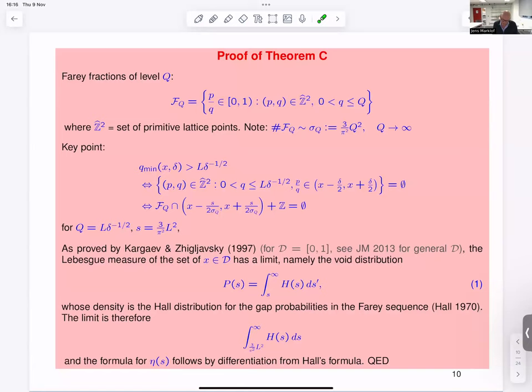And now remember that X is random. When X is random, the probability that this happens is called the void statistics. And as delta goes to zero, Q goes to infinity, remember L is fixed here in all of this, the limit of the void statistics for the Farey fraction was proved in a very beautiful paper by Kargaev and Zhigljavsky in 1997, and they showed that the void statistics converges to the so-called Hall distribution.